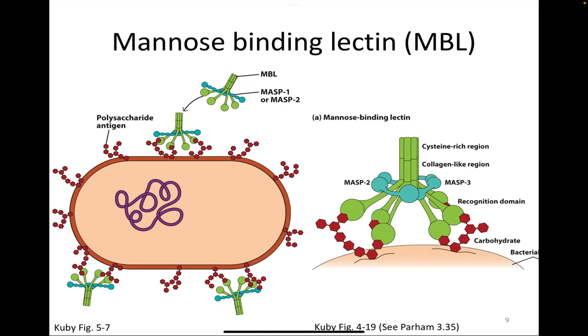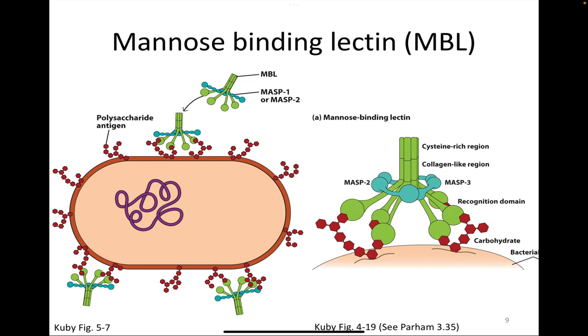Sometimes also referred to as the MBL pathway. Lectin is a biochemical term. Lectin as a biochemical term means a protein that binds to a carbohydrate. That's all it means. Not that fancy. Just a protein that binds to a sugar. And the lectin pathway starts with, oh my gosh, hold on to your seats, a protein that binds to a sugar, a lectin.